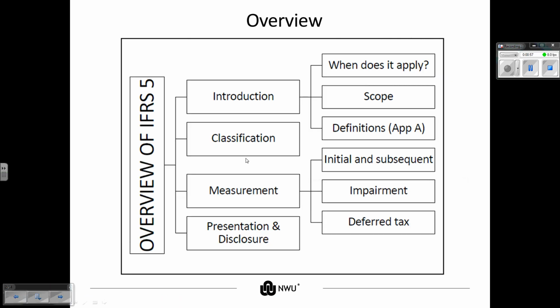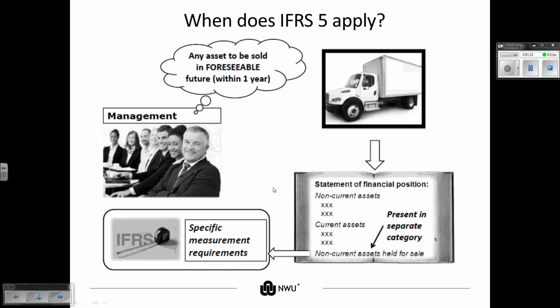Okay, if we look at the overview of IFRS 5, we will look at the introduction, when does it apply, the scope, definitions, classification, when must a non-current asset be classified as a non-current asset held for sale, then your measurement, so at what amount should it be in the books, and then how will I present and disclose these non-current assets held for sale.